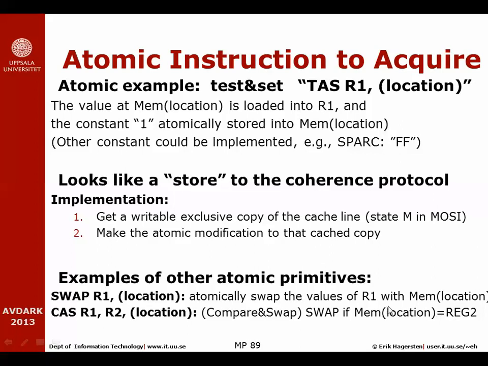So, for example, only swap the memory location and the contents of R1 only if the memory location is equal to 0. In that case, we had made sure that register 2 contains a 0 before we do the compare and swap operation. There are lots of other primitives as well, but with these three primitives you can get quite far towards where you need to be when you write these shared memory programs.